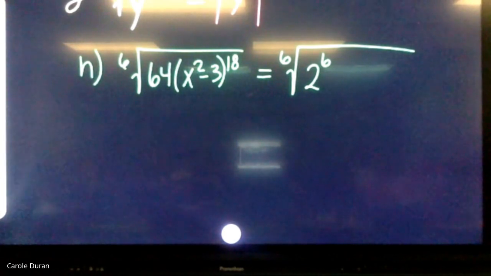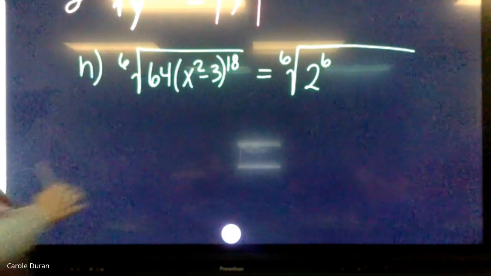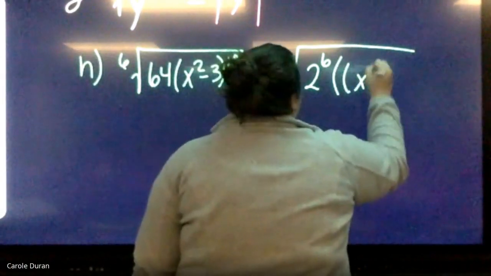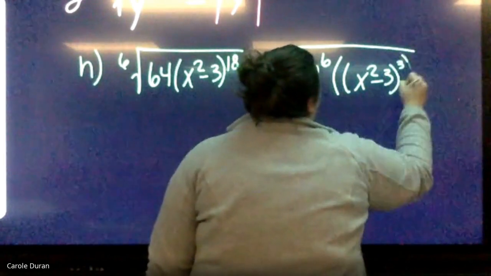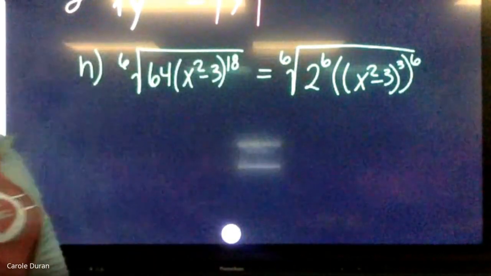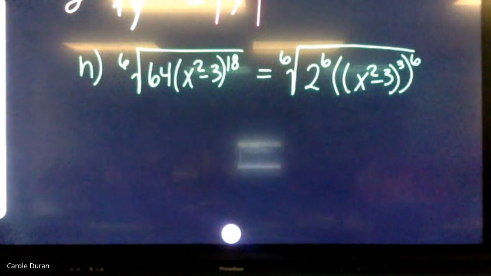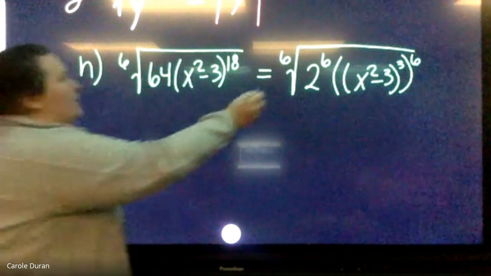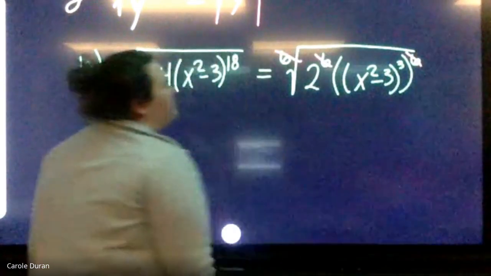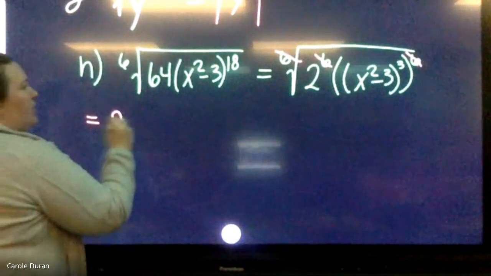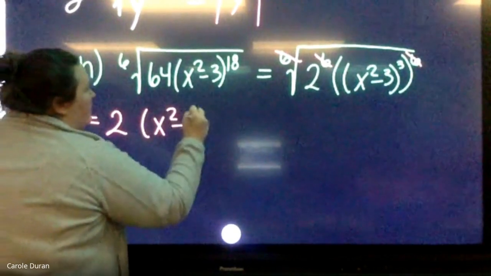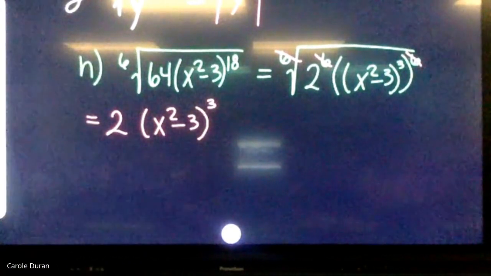So now what about that parentheses x squared minus 3 to the 18th power? How can I rewrite that? You put another set of parentheses. Okay, what times 6 equals 18? 3. So I'm going to rewrite this as x squared minus 3 cubed to the 6th power. And then you cancel the 6. My root cancels out each of my 6 exponents, leaving me with 2, and then x squared minus 3 to the 3rd power.